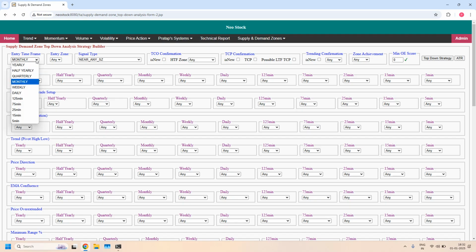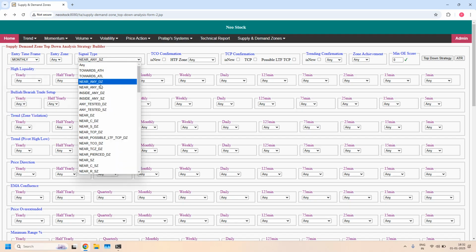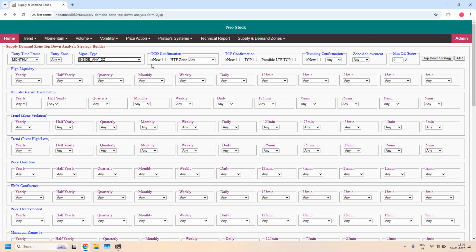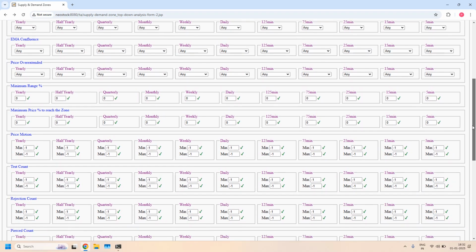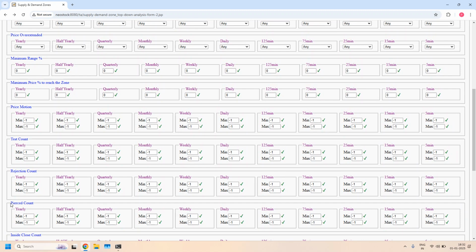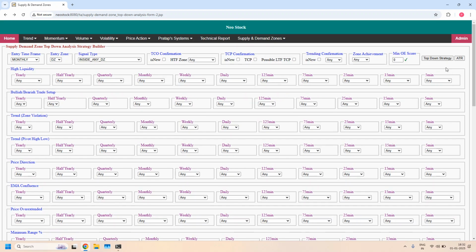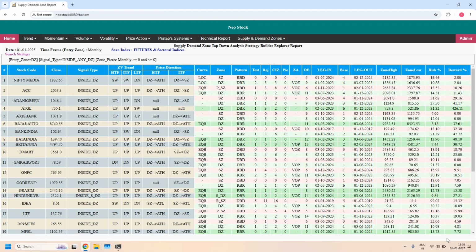Next, monthly time frame. Price closed inside the monthly demand zone. And these monthly demand zones should not be pierced. So at pierced count parameter at monthly time frame, I am setting minimum value 0, maximum value 0, which indicates pierced count should be 0 at monthly time frame. That means monthly demand zones should not be pierced. Okay. These are the stocks filtered.